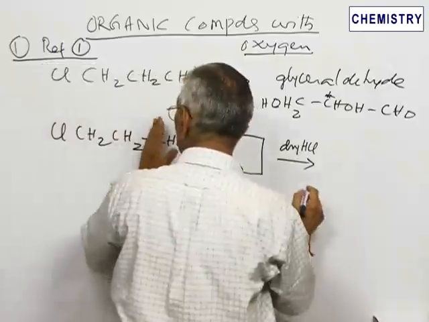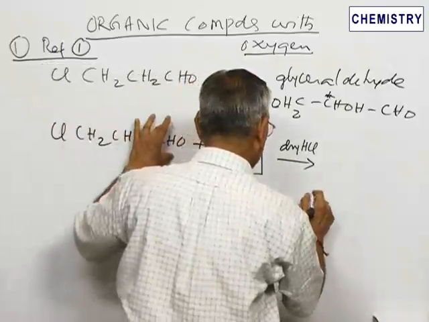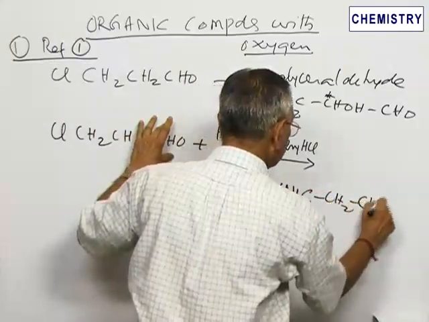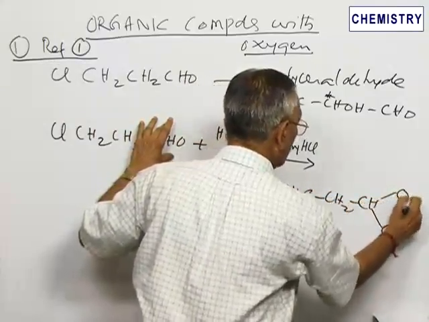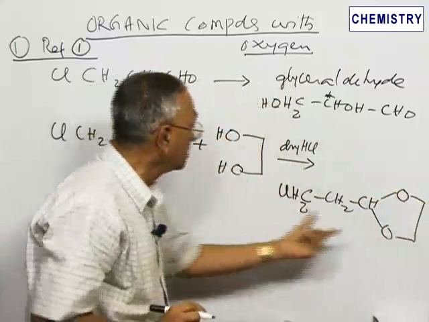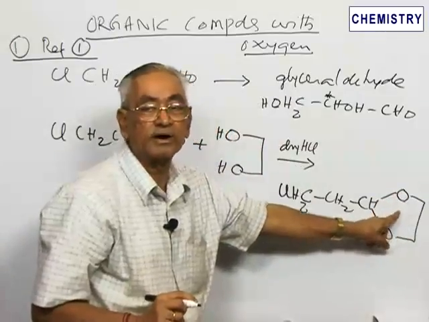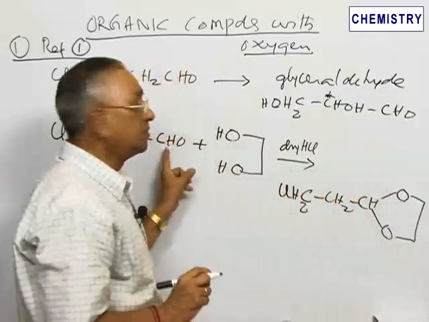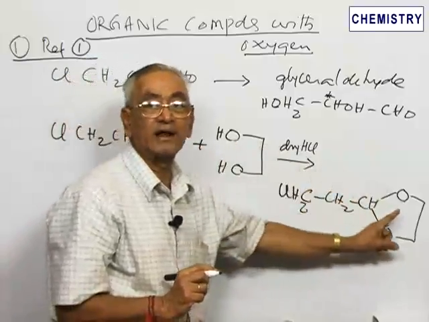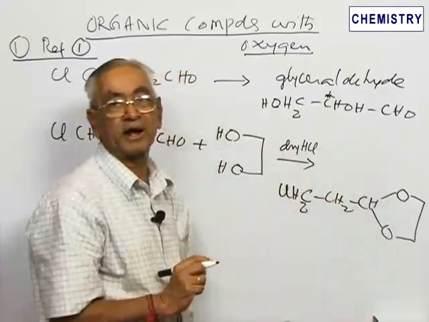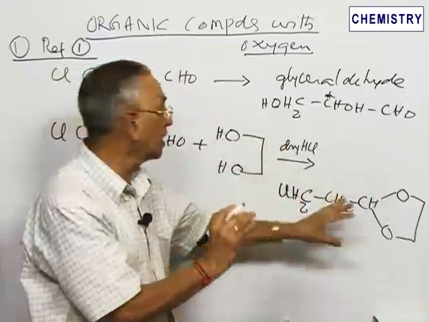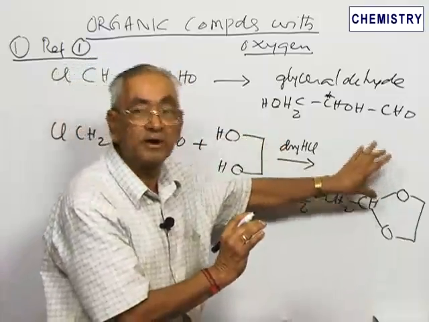Nothing else will be affected, only this will get protected. So what we get will be CH2Cl, CH2, and this CH becomes a protected aldehyde. There is no longer any aldehyde group here. The aldehyde group is now protected by means of ethylene glycol. This is what is known as an acetal. Normally, if it is a ketone, we call it a ketal, and if it is an aldehyde, it is called an acetal. This is a protected aldehyde. Now the aldehyde group is totally protected and will not undergo any reaction. It will not be affected by alkalis; it is sensitive only to acids.